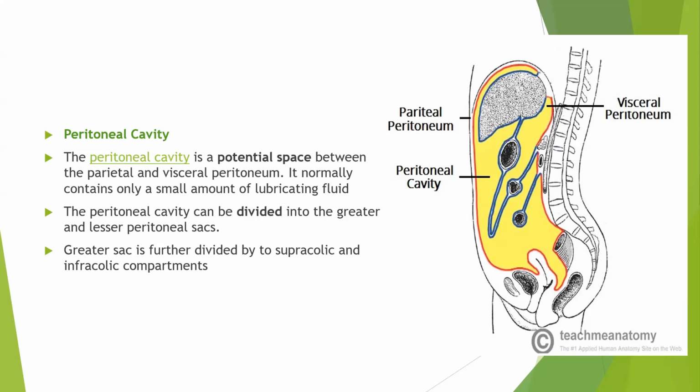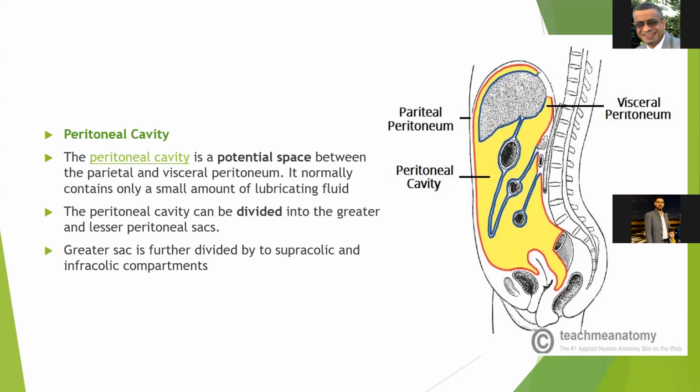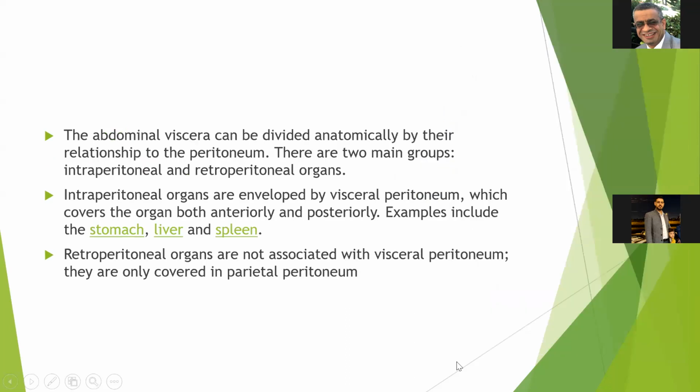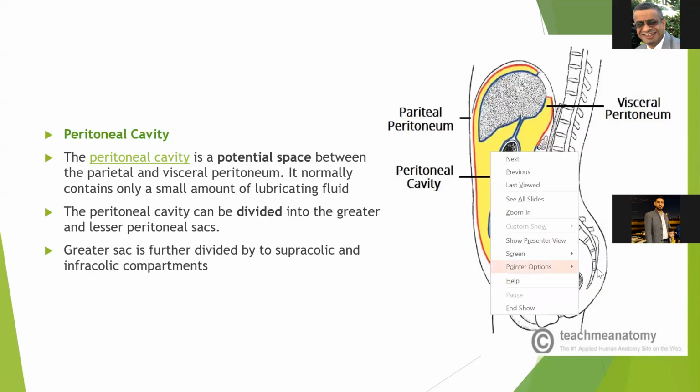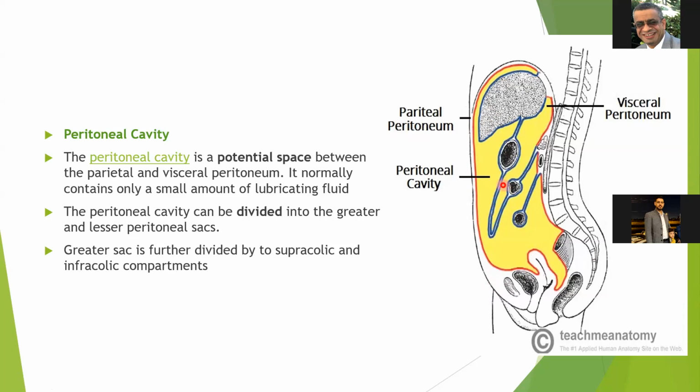The peritoneal cavity can be divided into greater and lesser peritoneal sacs. The greater sac is further divided into supracolic and infracolic compartments. This is the peritoneal cavity. This is the lesser sac and the greater sac. And this is the lesser omentum and greater omentum.